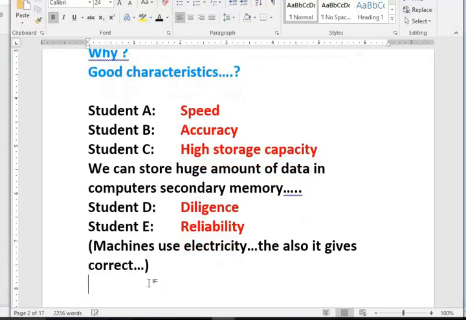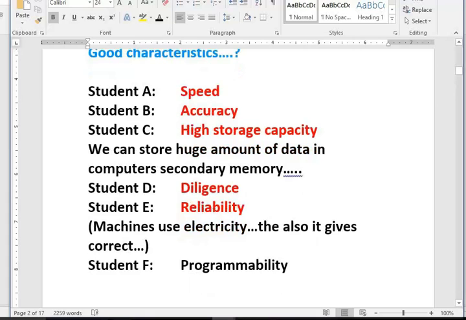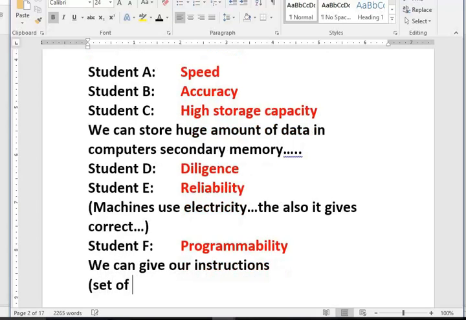Oh, student F is telling one more answer. What is that? Sir, programmability, sir. Programmability. What do you mean by programmability? Can you tell me, please? Yes, sir, I will explain, sir. Sir, we can give our instructions, that means a set of instructions we can give to the machine, sir. What are those set of instructions? Sir, a set of instructions means computer programs.